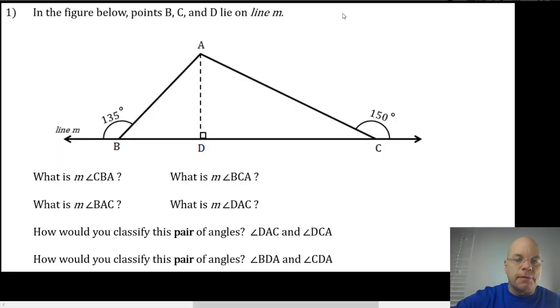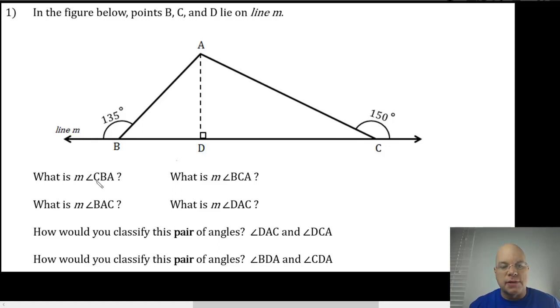This is page 1 of the review for your test on two-dimensional geometry and measurement. Problem 1 has a lot to do with naming angles, measuring angles, and understanding angle relationships. It says in the figure below, points B, C, and D lie on line M. So points B, C, and D are all on this line, labeled line M.